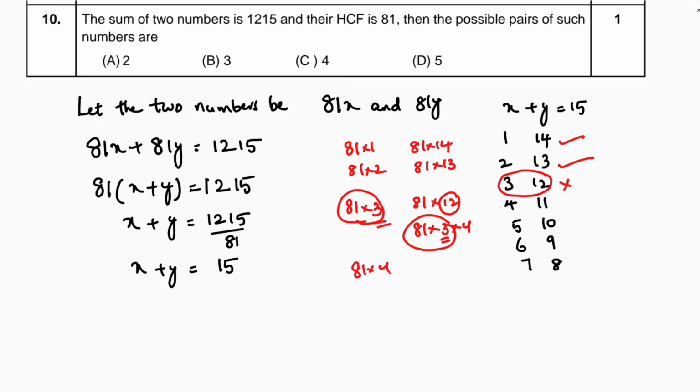And 81 times 4 and 81 times 11 will work. 81 times 5 and 81 times 10 won't work, because again 5 is a common factor. 6 and 9 also will not work, because 3 is a common factor. And 7 and 8 will work. So 1 and 14, 2 and 13, 4 and 11, 7 and 8: 4 possible pairs of such numbers. So the correct option is C.